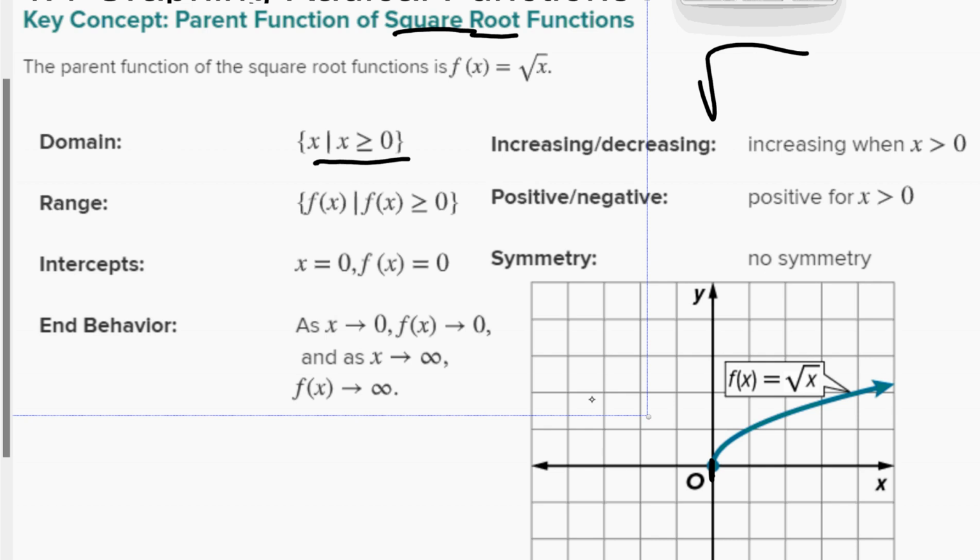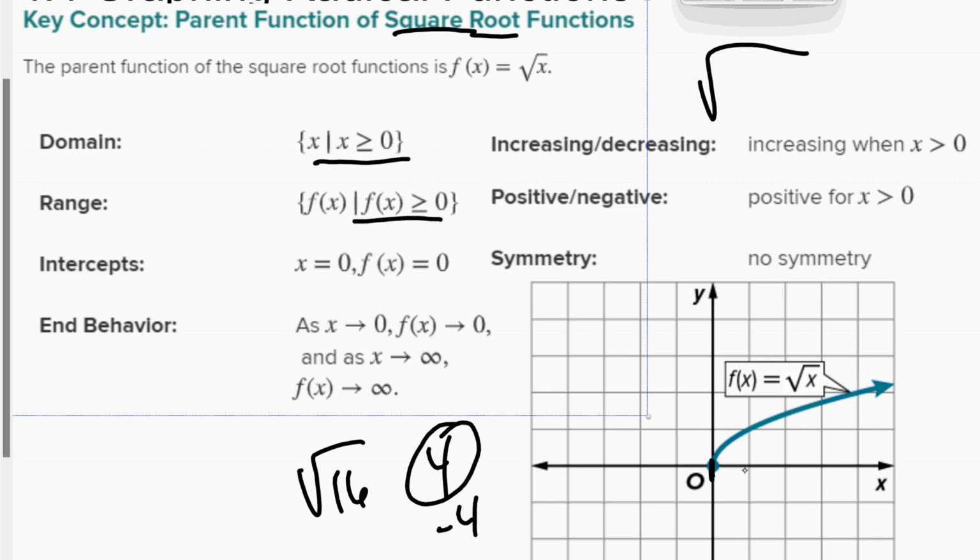Okay, and then if we're just looking at what's called the principal square root, like the square root of 16 is 4, that's called the principal square root because it's just the positive, when we know that it could be 4 and negative 4. But when it's just the positive, we're looking at the principal square root. So then our range is above 0.